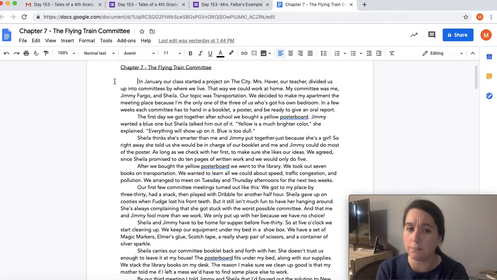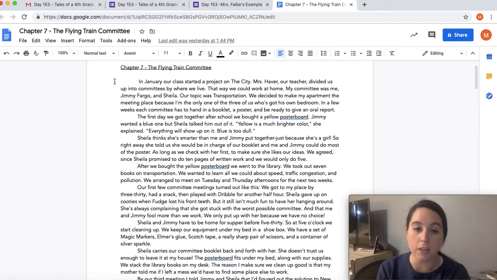Blue is too dull. Sheila thinks she's smarter than me and Jimmy put together because she's a girl. So right away, she told us she would be in charge of our booklet and me and Jimmy could do most of the poster, as long as we check with her first to make sure she likes our ideas. We agreed, since Sheila promised to do 10 pages of the written work and we would only do 5.